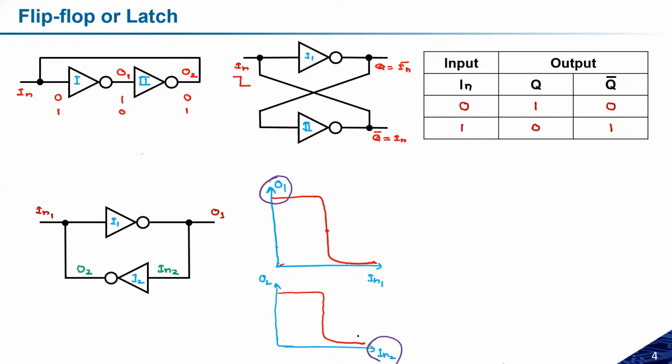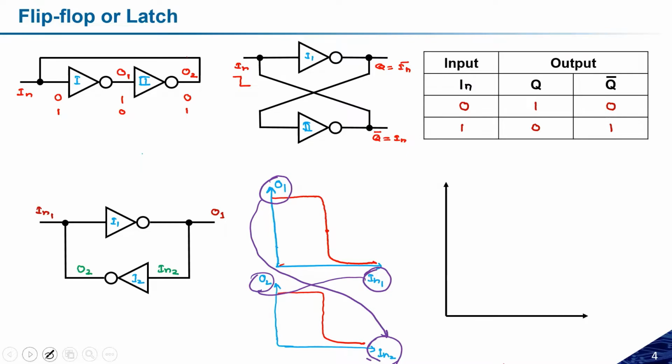Now if we try to map the axes, O1 is the same as input 2, and input 1 is the same as output 2. So I need to map these axes. Let us see how it will look. I consider the first axis as input 1, IN1, which is the same as output 2. If I have an input IN1, I get output 1, and accordingly if I have output 2, then input 2 will be here. This is how we can map these things.